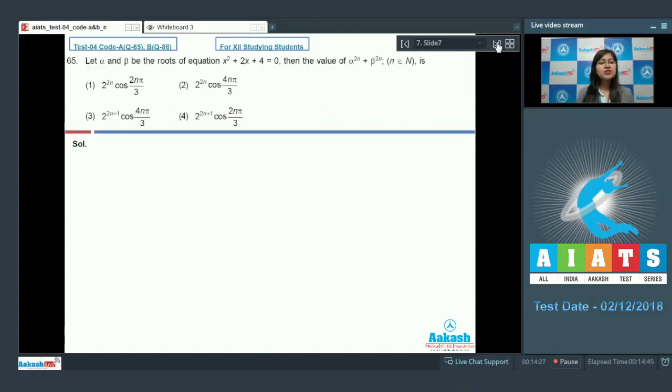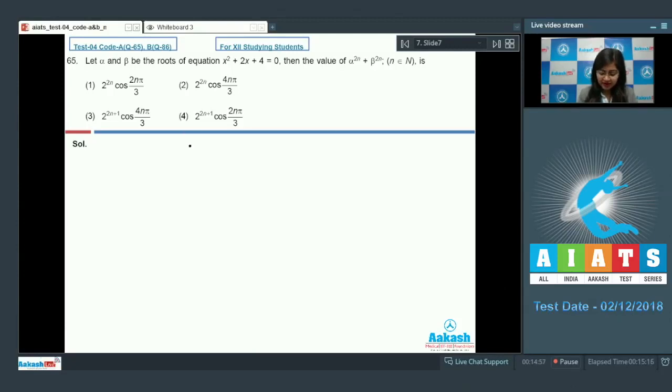Now next is question number 65. That is, let alpha and beta be the roots of equation x square plus 2x plus 4 equal to 0. Then the value of alpha raised to the power 2n plus beta raised to the power 2n, where n belongs to natural number, is.